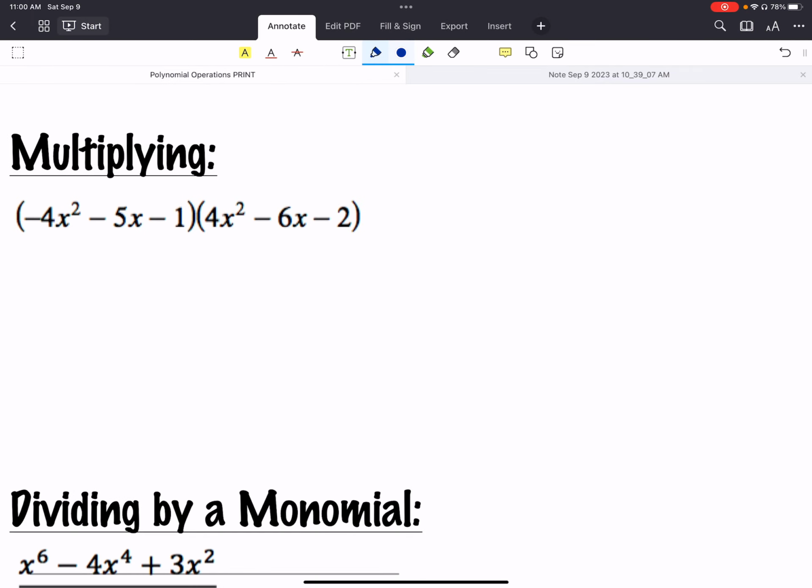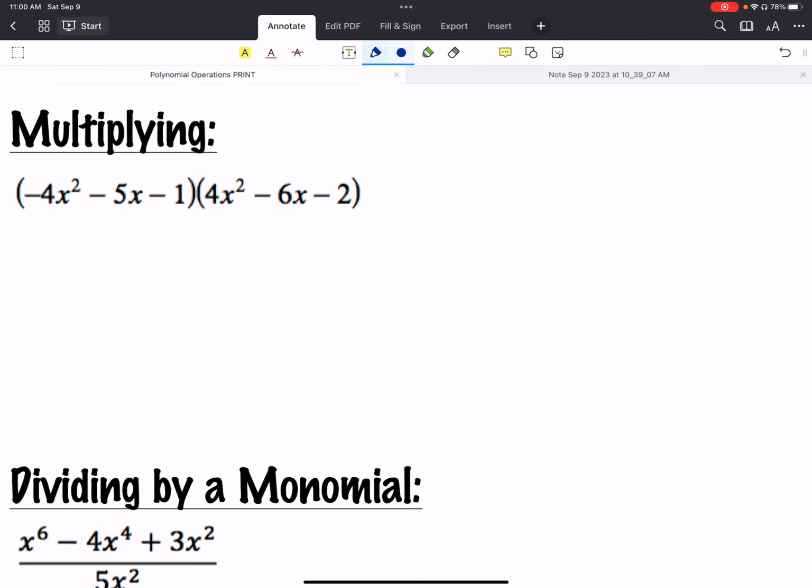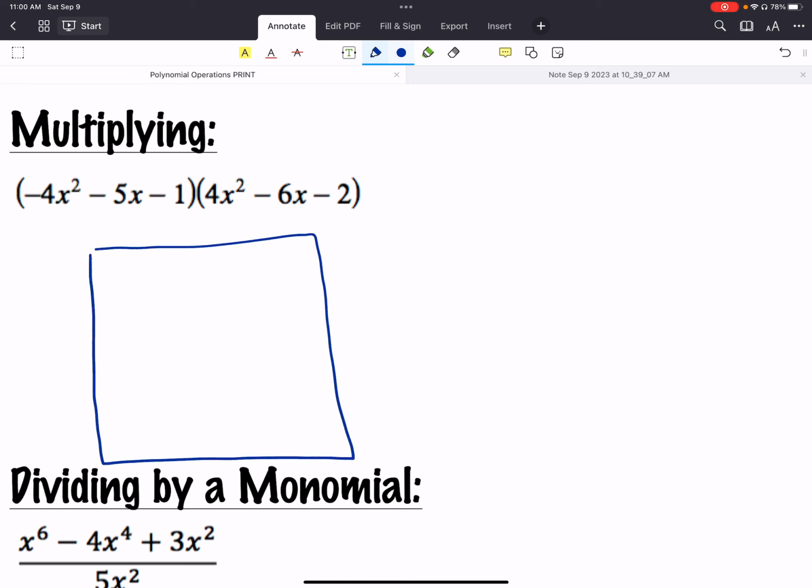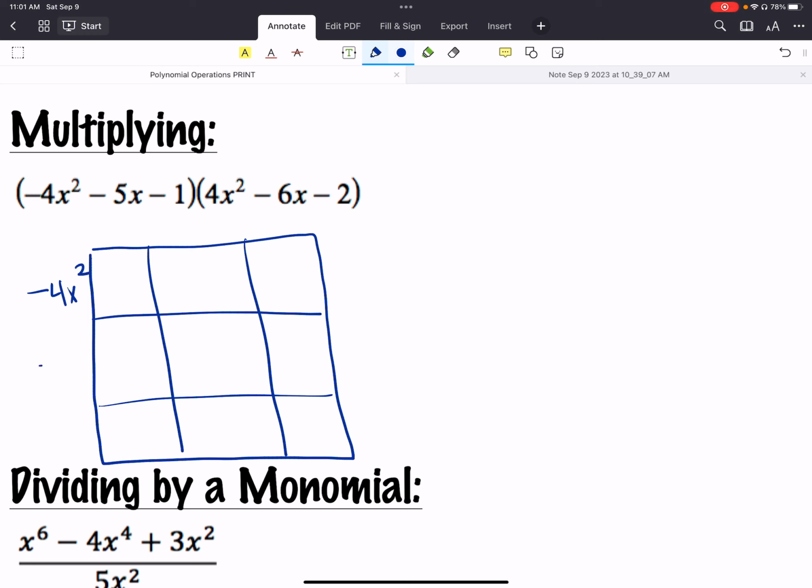So let's look at multiplying. This is a trinomial times a trinomial. So the easiest way to do that would be to box them together. So let's create a 3 by 3 box and put each term on the side and on the top. So we have negative 4x squared, negative 5x, negative 1, then 4x squared, negative 6x, minus 2.